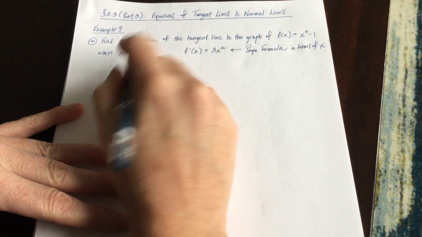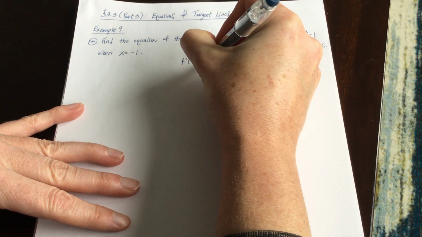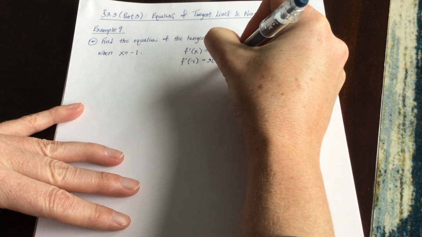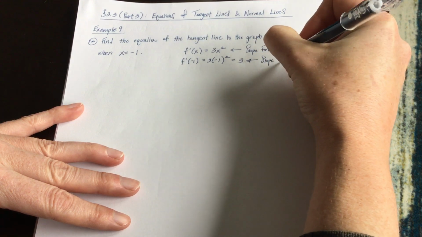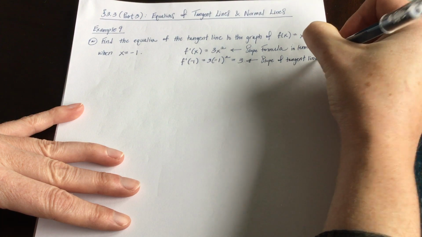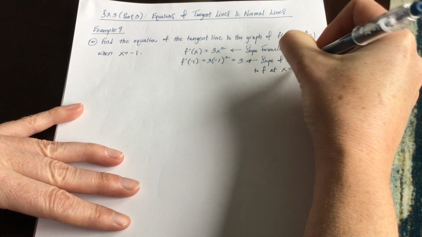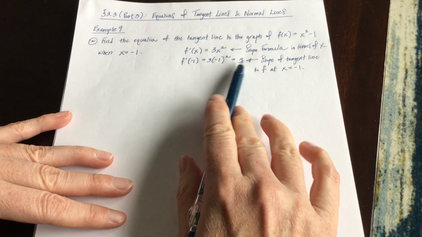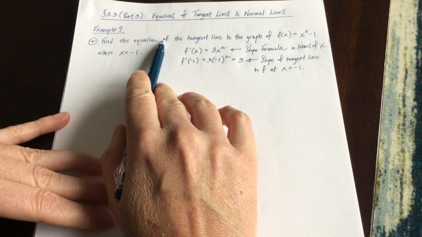So if you want the slope when x is negative 1, you just have to say, well, what would f prime of negative 1 be? And then you just put your negative 1 into the rule. So 3 times negative 1 squared would be 3. So this is the slope of the tangent line to the graph of f at x equaling negative 1. So notice you use the formula, but then you need to plug a value in to get the slope of your tangent line. So now we know the slope, and we want to know the equation of the tangent line.